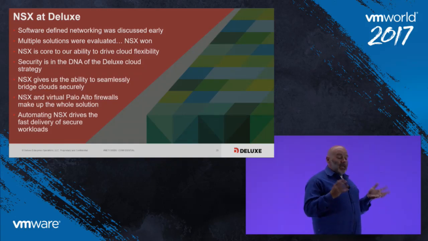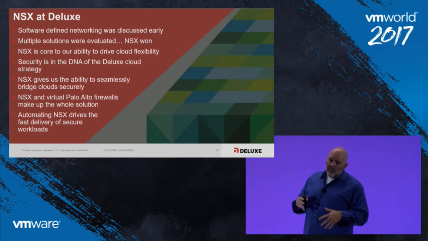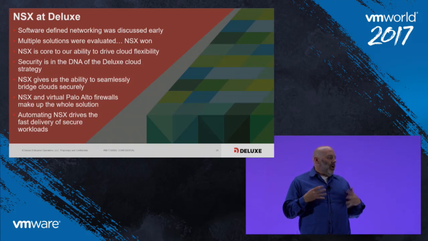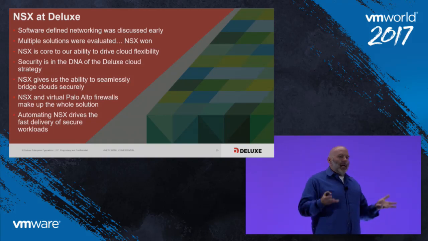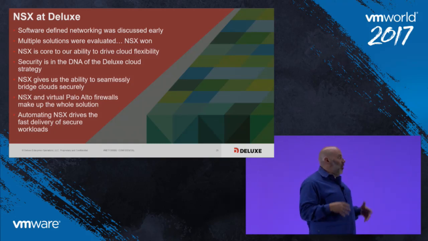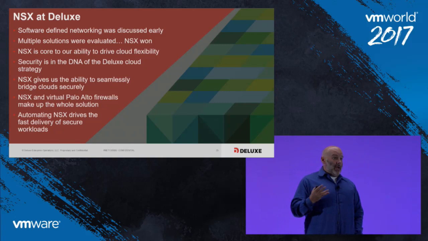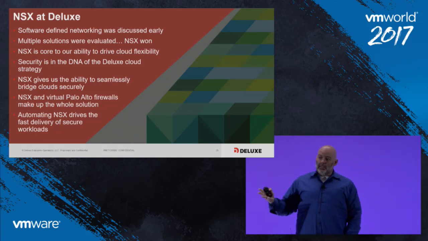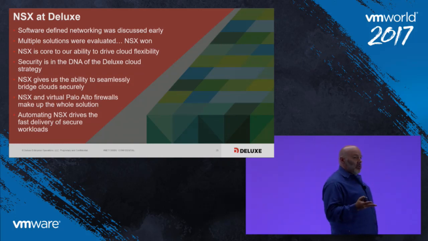So, Deluxe is a highly regulated company. We work with financial institutions. We print checks. We get audited by the federal government all the time. We have to meet a lot of security and compliance requirements all the time. And so, being able to transport and move that configuration and that security posture around in software is huge.